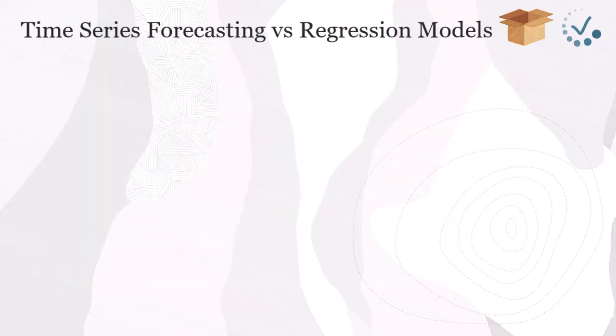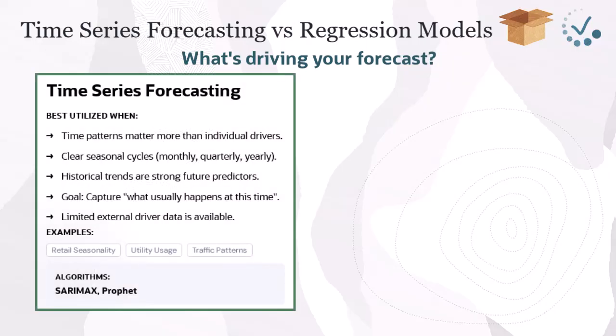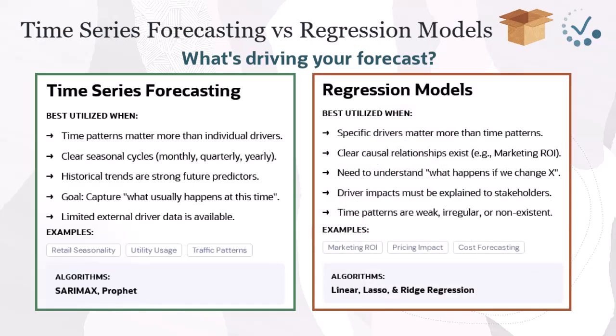Your first decision is simple: what's driving your forecast? Use time series forecasting when time patterns matter most, like seasonal cycles, and external drivers are limited. Use regression models when specific drivers matter more than time patterns. You want to ask, what happens if we change X? And you need to explain driver impacts to stakeholders.